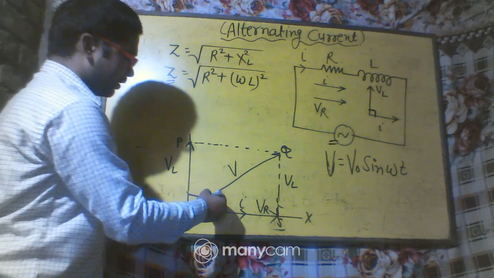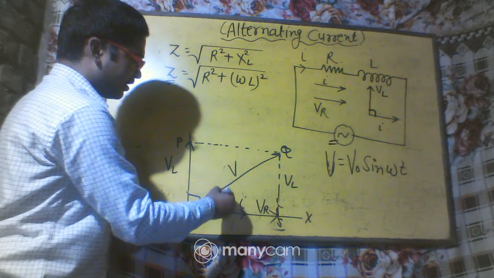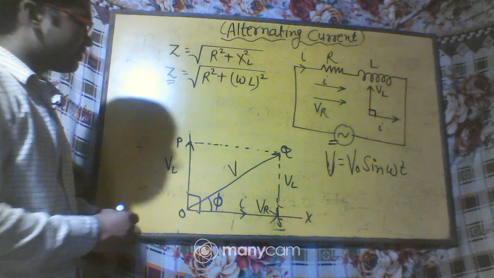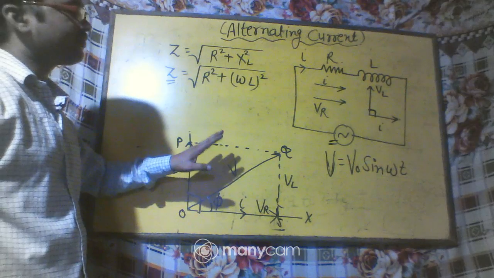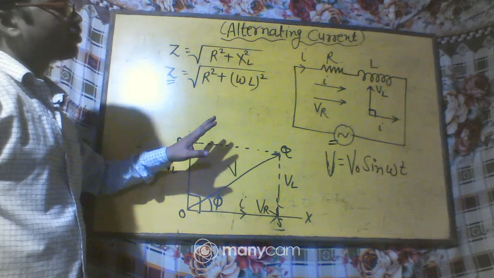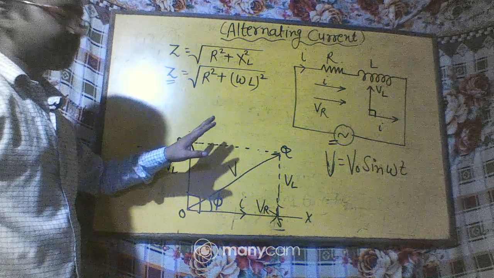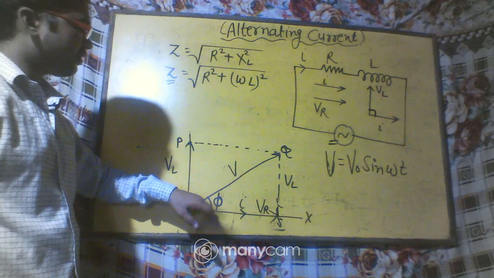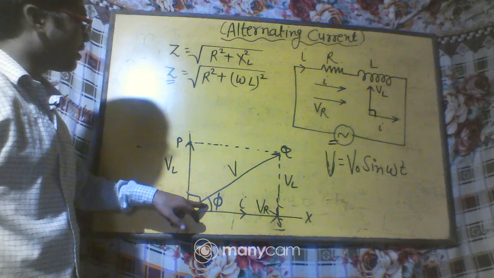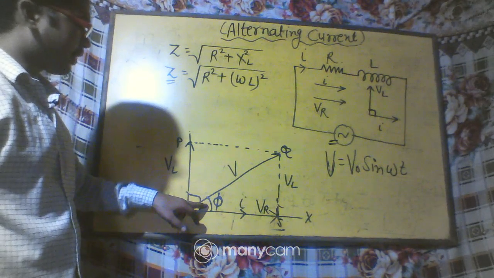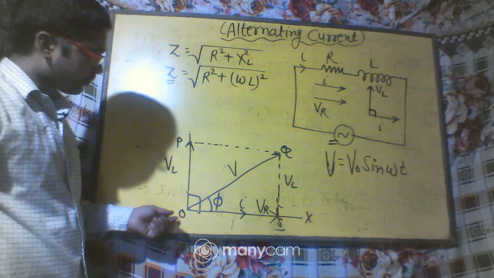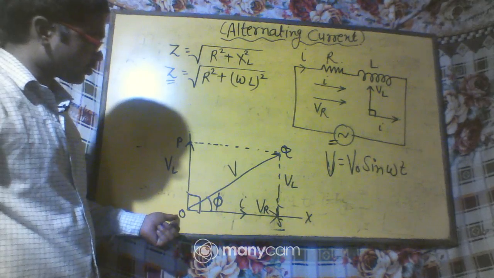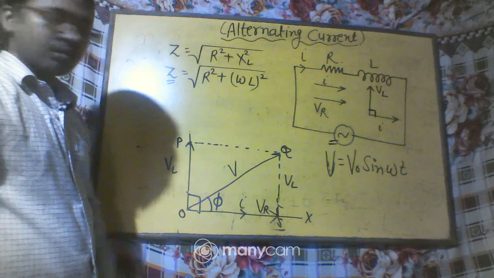Okay. So the phase angle is defined as phi, and it is the angle between the resultant voltage and the current for a circuit which contains more than one element. So the phase angle for this case can be calculated by tan phi in this triangle, that is OSQ.